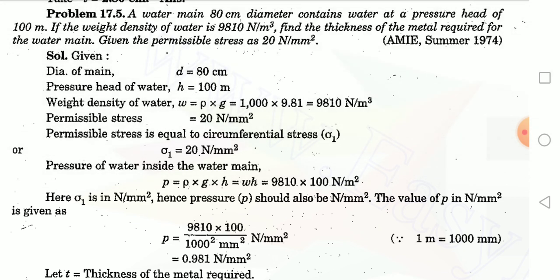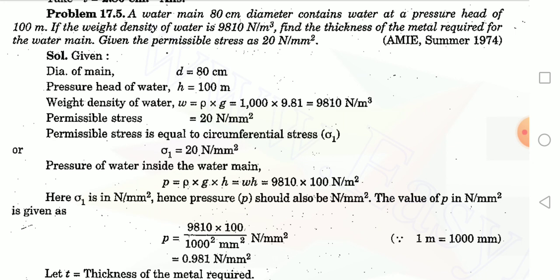Then the H pressure head value was given, that is 100 meter. Then weight density of water, that is 9810 Newton per meter cube. So find the thickness of the metal required for the water mains. So we want to find out the thickness of the cylinder. The stress value is given as 20 Newton per mm square. So here the permissible stress is equal to the circumferential stress. So we consider that as the circumferential stress, that is 20 Newton per mm square.